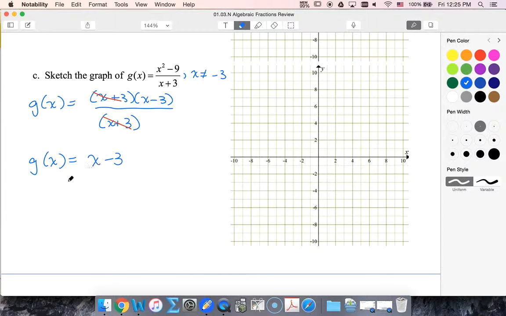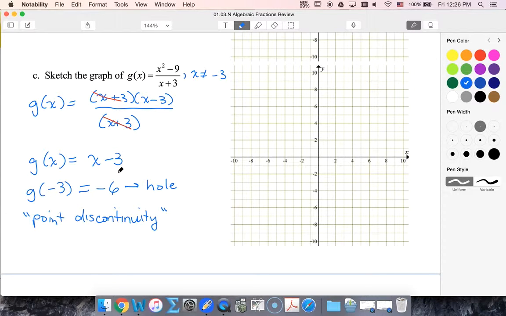But I know that g of negative 3 is going to be equal to negative 6, and this point does not exist on my line. So this point becomes my hole, or the technical term for it is a point discontinuity, or a point of discontinuity. So what this means is that it's a point where the line becomes no longer continuous.